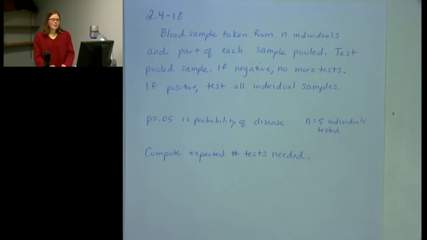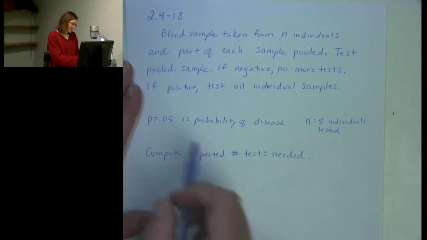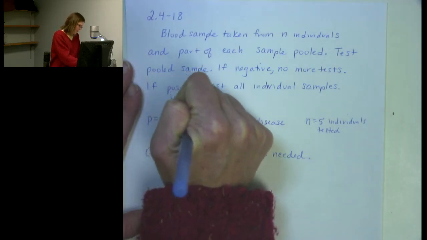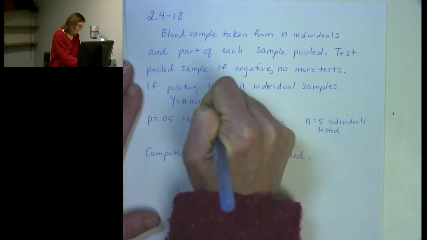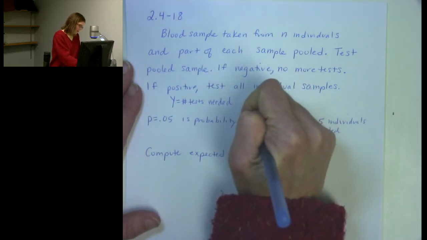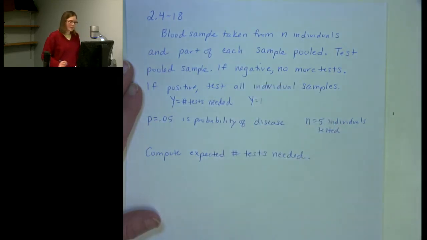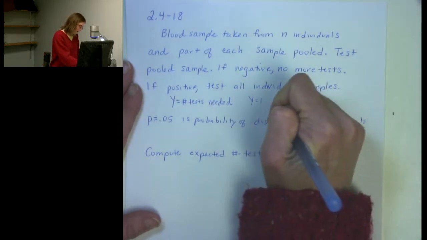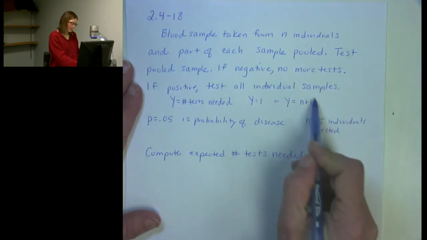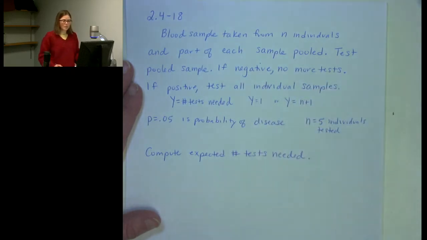So we are interested in the number of tests that we expect will be needed. Just to keep in mind, if we consider Y is the number of tests needed, there are really two possibilities. Y could equal 1, in which case all of the individuals are negative for the disease and the pooled sample tests negative. Or Y could equal n plus 1, where they would test the pooled sample and then have to test the n individuals also.